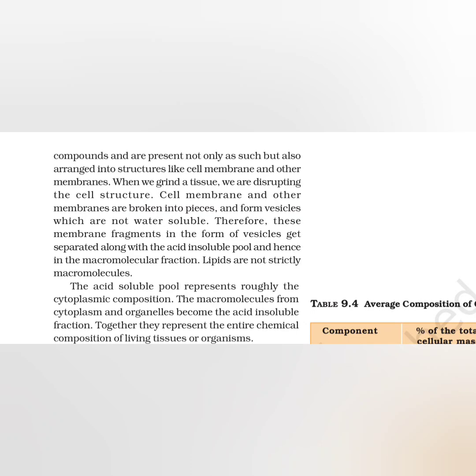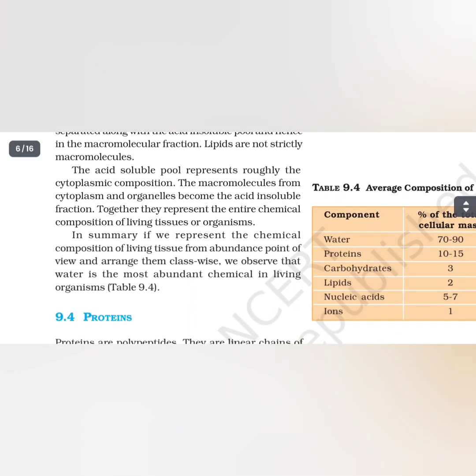Therefore, these membrane fragments in the form of vesicles get separated along with the acid insoluble pool and hence in the macromolecular fraction. Lipids are not strictly macromolecules. The acid soluble pool represents roughly the cytoplasmic composition. The macromolecules from cytoplasm and organelles become the acid insoluble fraction. Together, they represent the entire chemical composition of living tissues or organisms.